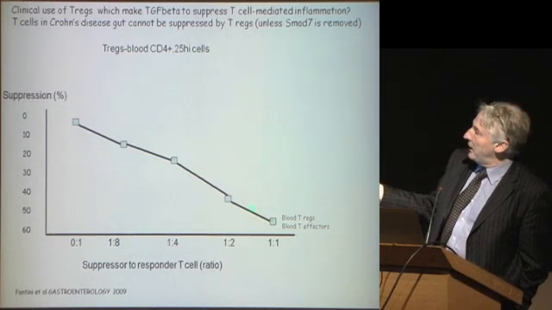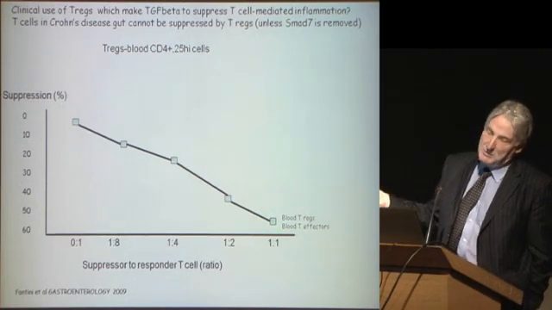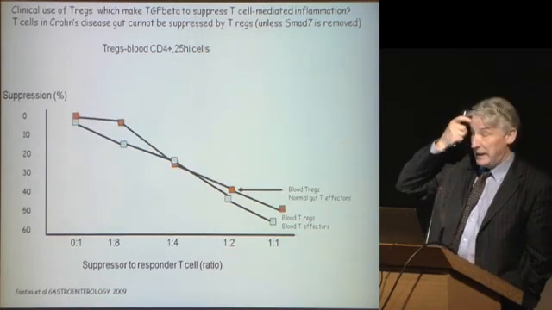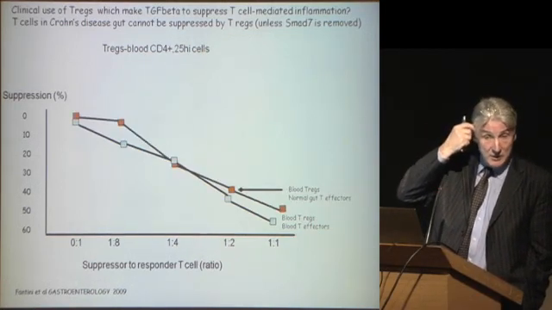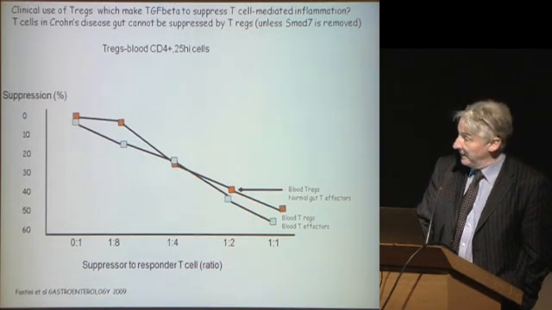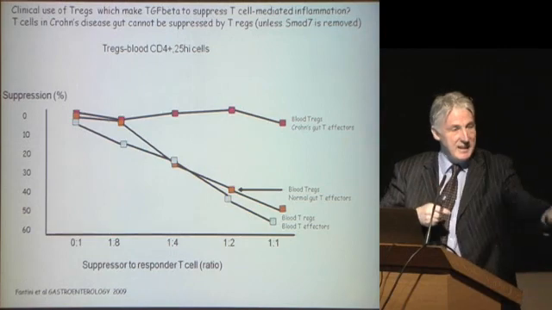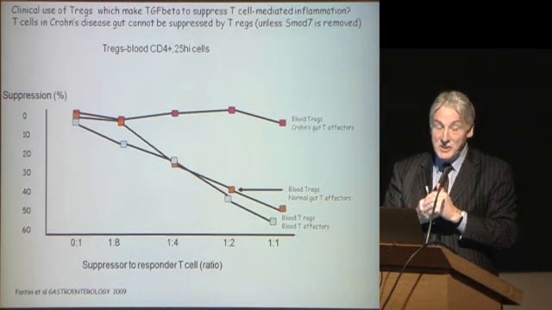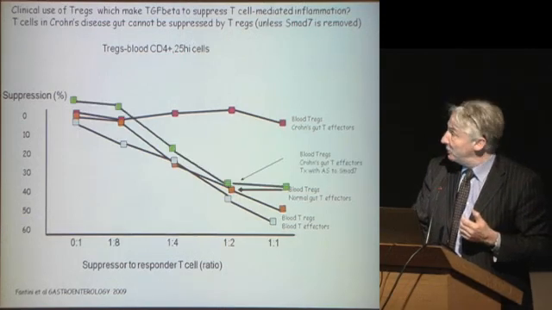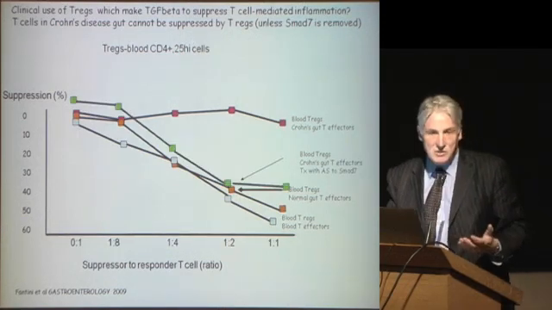And you get a lovely suppression. This is a classical suppression assay down to about 50% suppression. This is what everybody gets. You can take blood Tregs and ask them if they will suppress T cells from normal human gut, and you get the same response. You can take blood Tregs and ask them to suppress Crohn's disease T cells, and they don't do it. And the reason they don't do it is because the cells express SMAD7, because if you knock down SMAD7, they become effectors again.